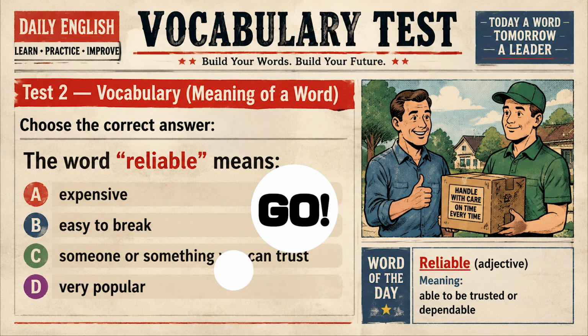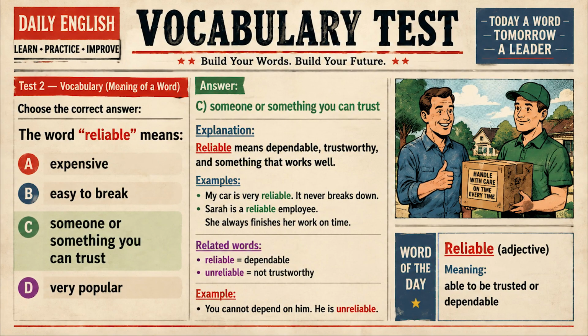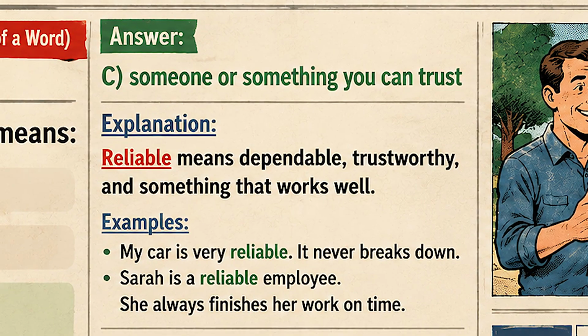The correct answer is C. Someone or something you can trust. Now let's understand the meaning of this important word. The word reliable means dependable or trustworthy. A reliable person is someone you can trust because they do what they promise and they can be depended on, right?